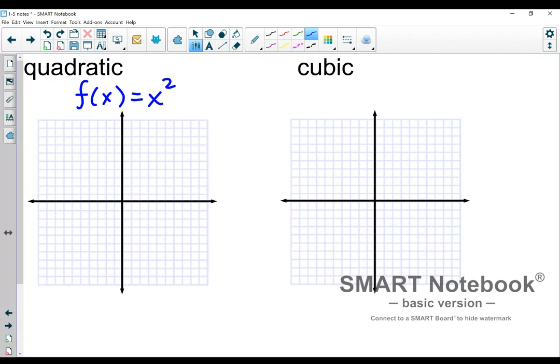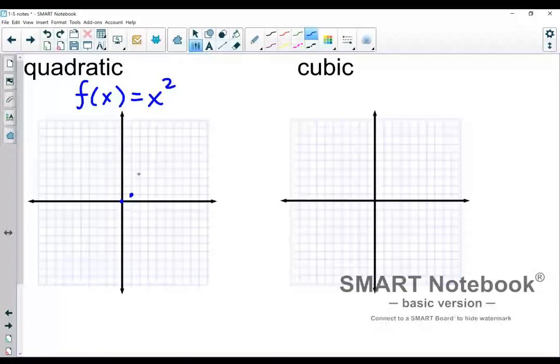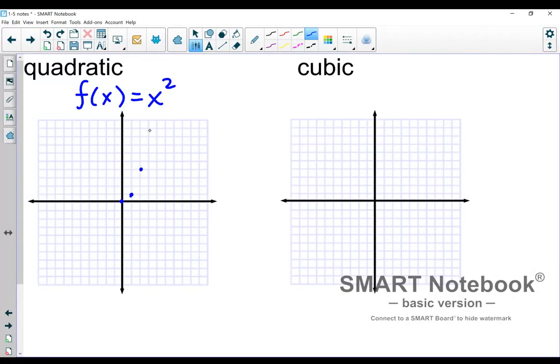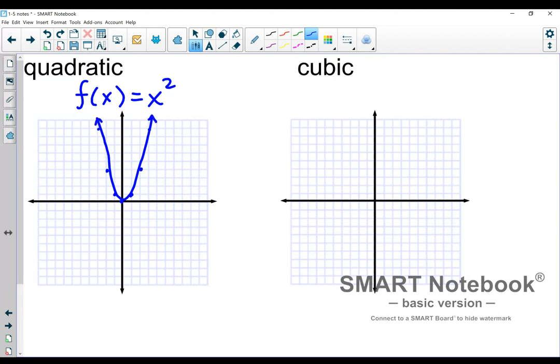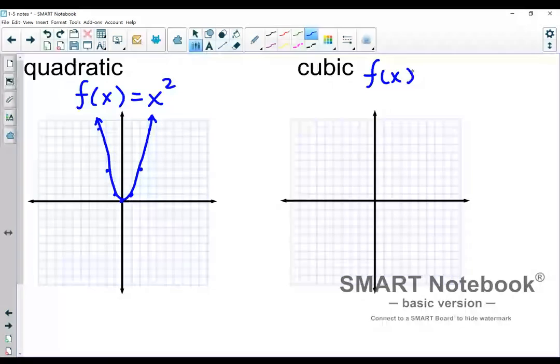My quadratic function, I know my vertex is at 0, 0. I go up 1 over 1, up 3 over 1, up 5 over 1. We have that 1, 3, 5, 7 pattern. And again, some teachers don't spend a lot of time on that pattern. So if that's new to you, you might need to get some extra support and work on your graphing this year. Cubic would be f of x equals x cubed.